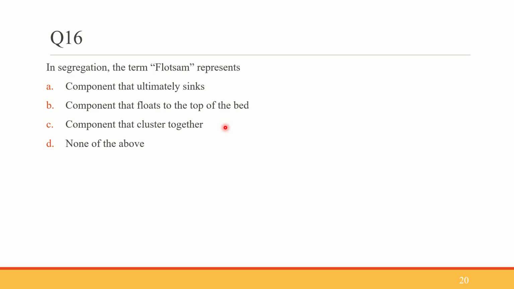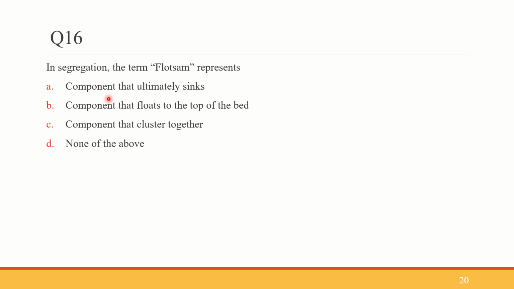So we have two components, flotsam and jetsam. While segregating, we use these two terms to represent the component that floats to the top of the bed and the one that sinks to the bottom of the bed. How do you remember that? So simple, flotsam means floating, so it refers to the component that floats to the top of the bed. Jetsam, it does not float, so it sinks to the bottom of the bed. Flotsam and jetsam. So remember that way.